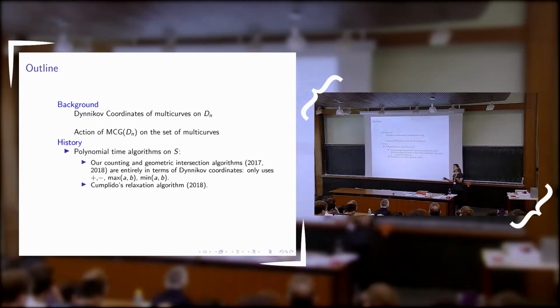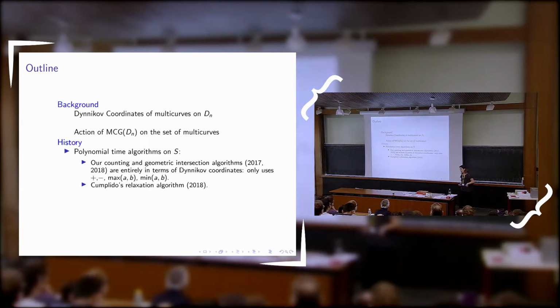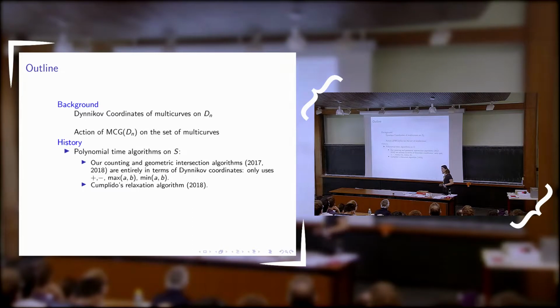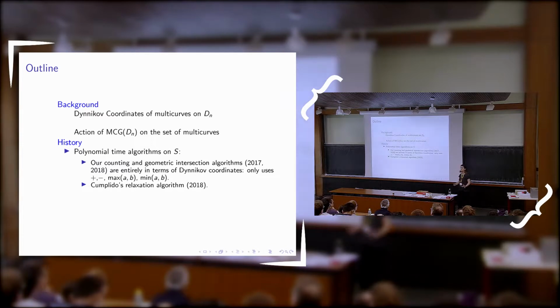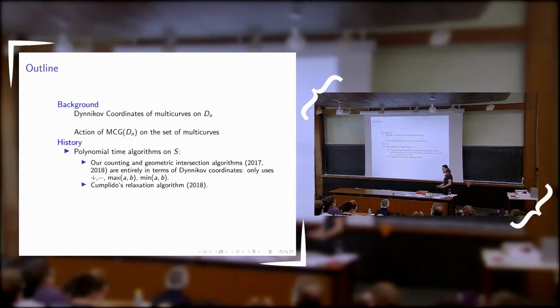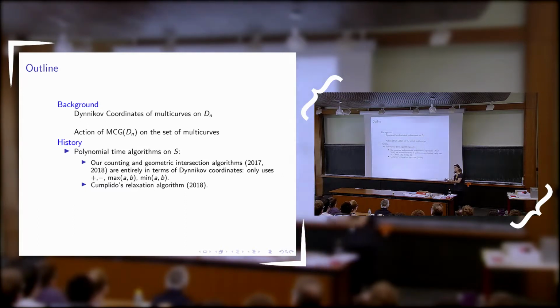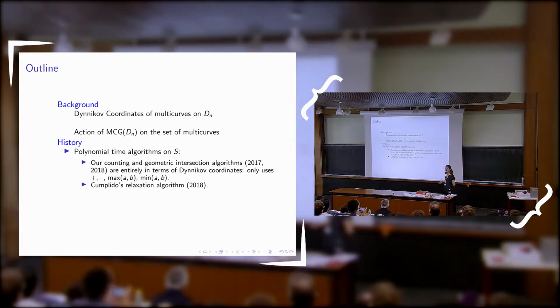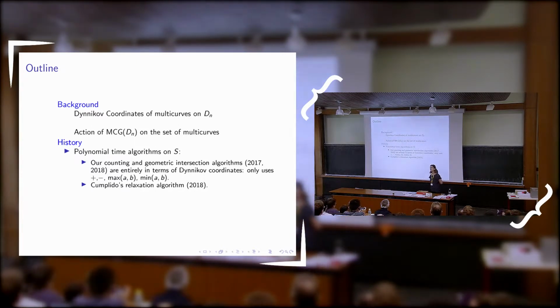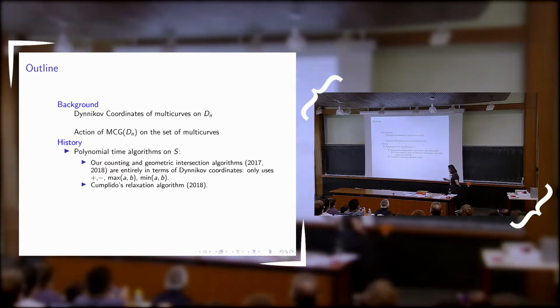So throughout the talk, our surface will be the n times punctured disk. And we're going to use Dynnikov coordinates. Normally, you can use Dehn coordinates or train track coordinates to coordinatize curves, but Dynnikov coordinates are particularly helpful when you work on the n times punctured disk for solving such combinatorial problems. It was introduced by Dynnikov in 2002, and I'm going to also describe the action of the mapping class group in terms of these coordinates, and these are the two main ingredients of the algorithms I'm going to give today. So that's what I'm going to do.